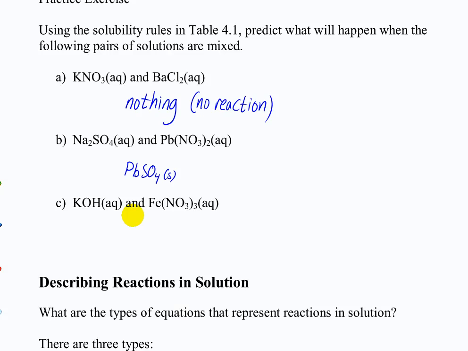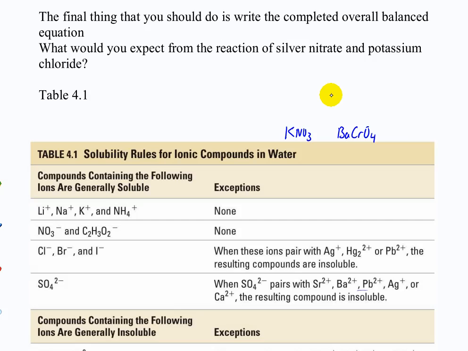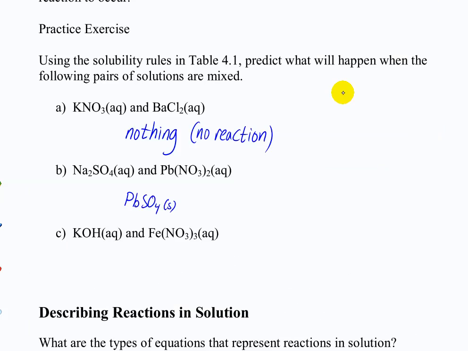What about potassium hydroxide and iron nitrate? Iron 3 nitrate. Close. It would be the iron hydroxide. Hydroxides are generally insoluble, except for the couple exceptions given here, and we don't have one of those. We have iron 3. So we would expect here to get an iron 3 hydroxide solid. Okay.